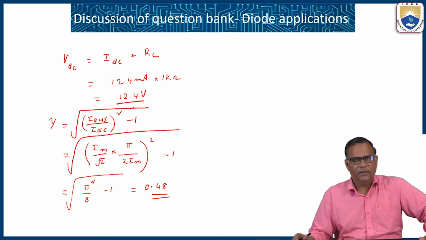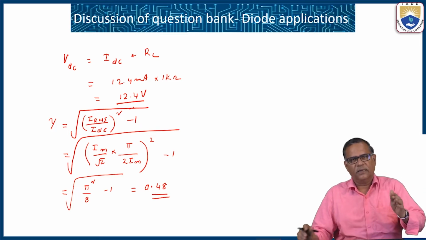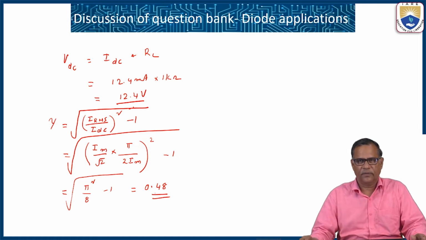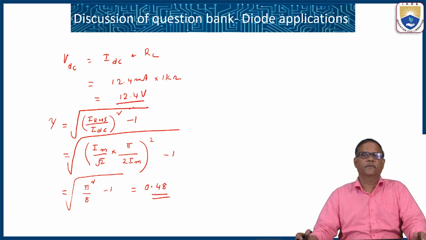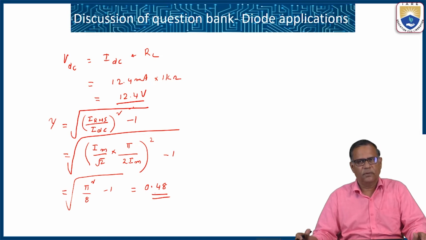Ideally the ripple factor should be 0, or as small as possible, so that the DC output is constant and smooth. So here we have got the ripple factor as 0.48, which is quite reasonable, and the output quality of the voltage is better.